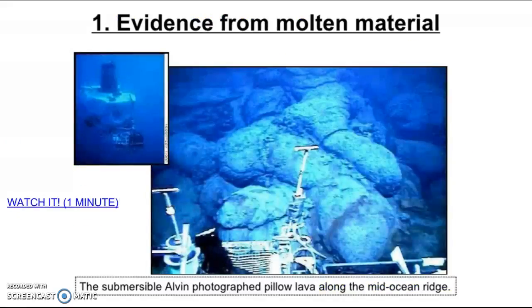So his first piece of evidence was pillow lava, believe it or not. It's this molten material that comes up at the mid-ocean ridge and cools very rapidly and forms these pillows. And this was discovered when they sent submersibles down. This was the submersible Alvin, and it actually took photographs and video of the magma coming up at the ridges. So you could actually see it as it was happening.